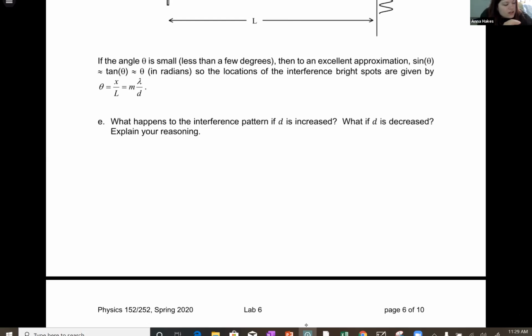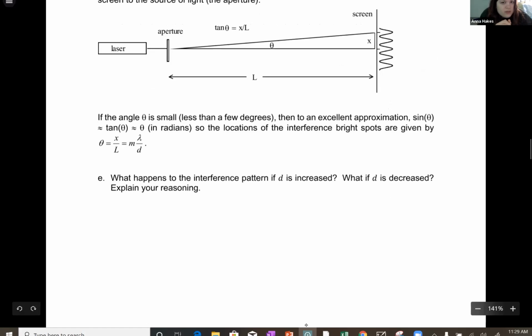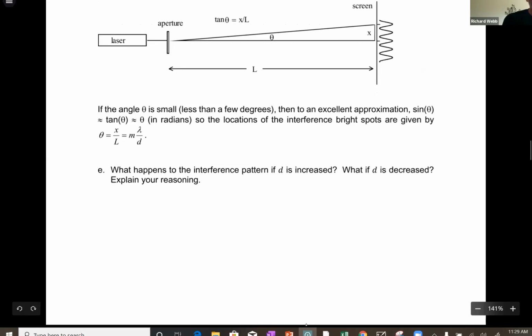And then for page 5, number E, we were basically saying the opposite was happening, that when D is increased, the interference pattern is destructive, and when D is decreased, the interference pattern is constructive, which I think is the opposite of what we were saying earlier. That's why we're like, well, this isn't going to be constructive versus destructive. Then what is it meaning by interference pattern?